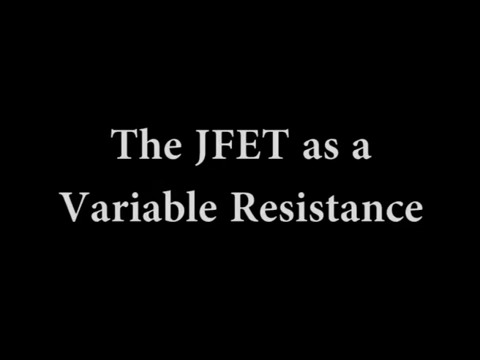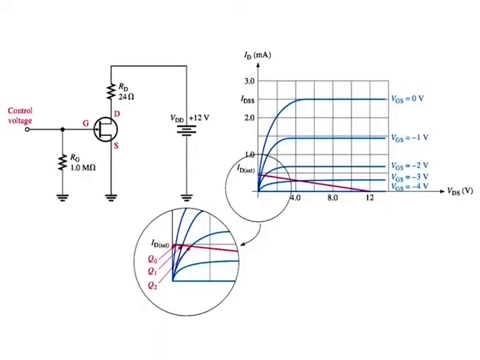The JFET as a variable resistance. A JFET can be biased in either the active region or the ohmic region. JFETs are often biased in the ohmic region for use as a voltage controlled variable resistor. The control voltage is VGS and it determines the resistance by varying the Q point. To bias a JFET in the ohmic region, the DC load line must intersect the characteristic curve in the ohmic region as illustrated in this figure.